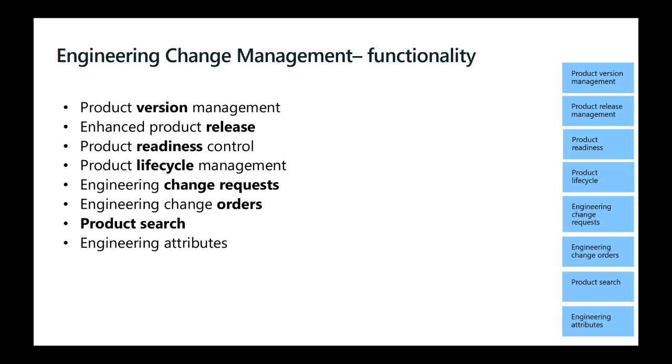A specific set of functionality that is called the readiness control, to ensure that the setup data is correct. How do you manage the changes with the lifecycle management, and where that product is used in different types of transactions, managing the changes with requests and orders, product search, and engineering attributes. These are like the main topics or groups of the functionality that you will see on the right. So I'm going to go through each of those.